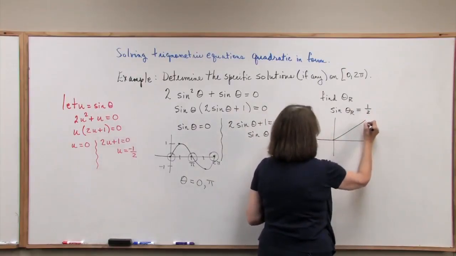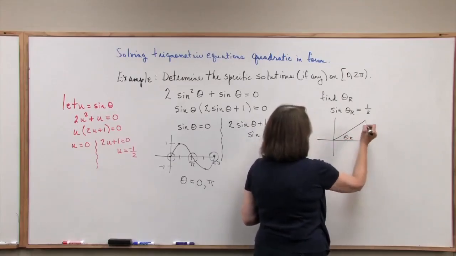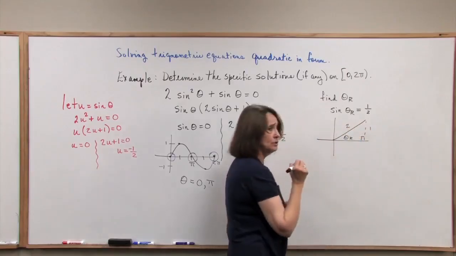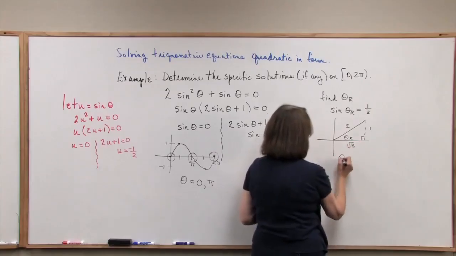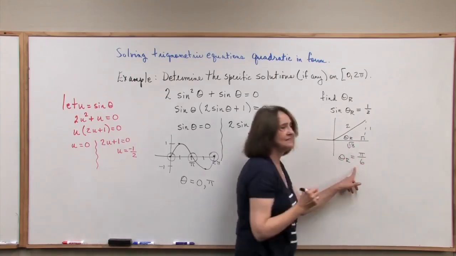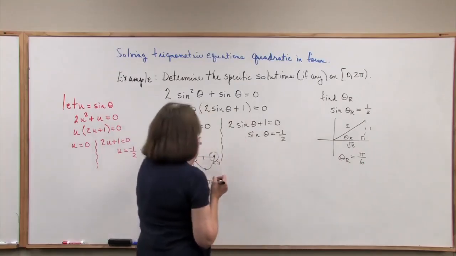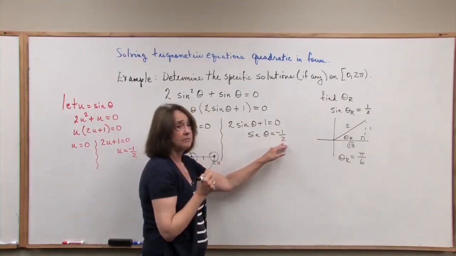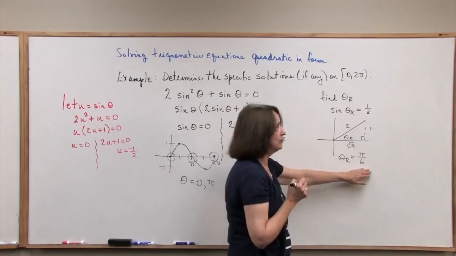Sine function, opposite 1, hypotenuse 2, adjacent side square root of 3. So the reference angle, pi over 6, that's right. But back to our problem. This ratio is negative, so we don't want an answer of pi over 6.